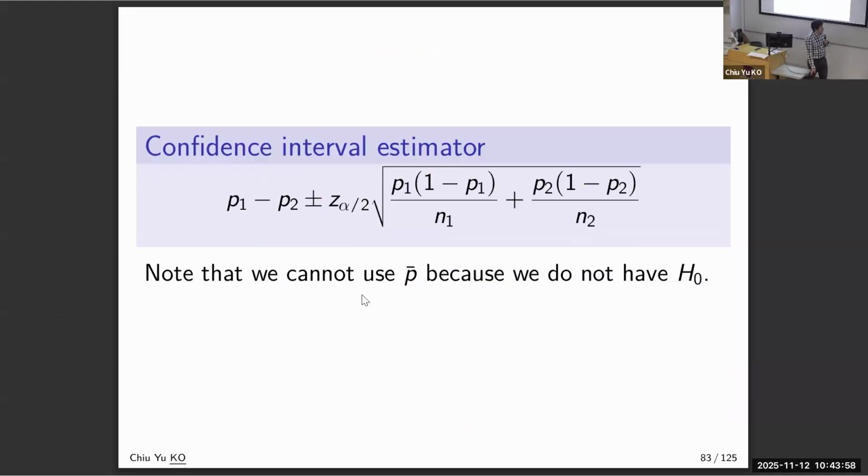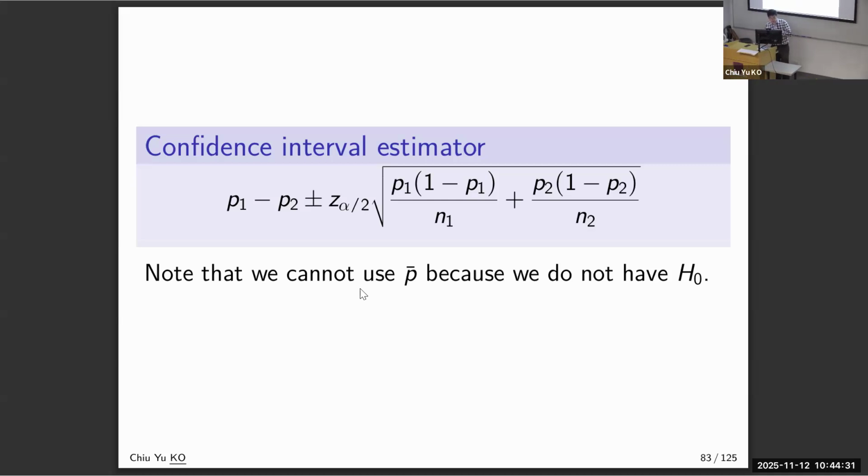One thing to let you know is, if you do the confidence estimator, you can't use p-bar, because you don't have the null hypothesis that they're the same. So here is a very important thing. You notice this is different from the previous cases. In previous cases, the denominator of the hypothesis testing would be related to the margin of error in the interval estimator. But in this particular case, they're not the same, because we don't have p-bar over there.